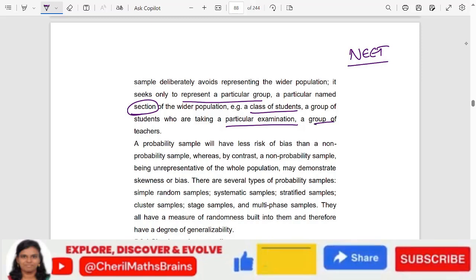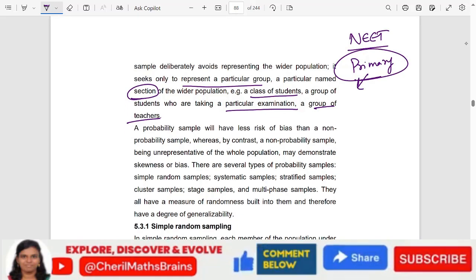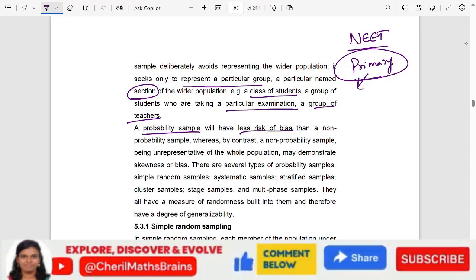So in that case, or a group of teachers, you are going to say only the primary school teachers or only the high secondary school teachers. In that case, you are going to go for a categorization. Okay. So in that case, when you do a probability sampling, there will be less risk of bias.